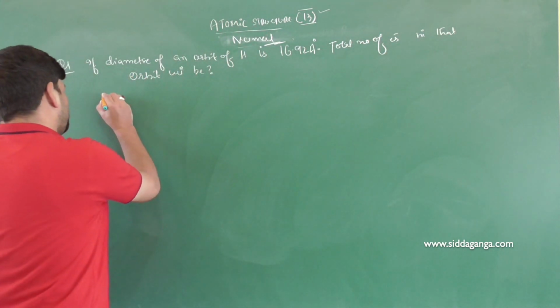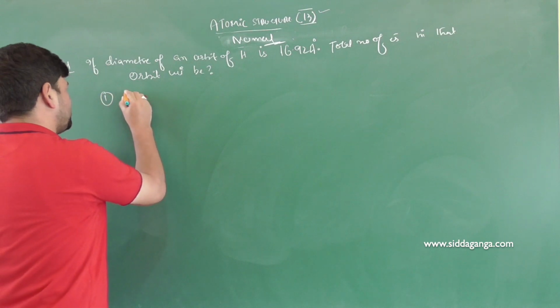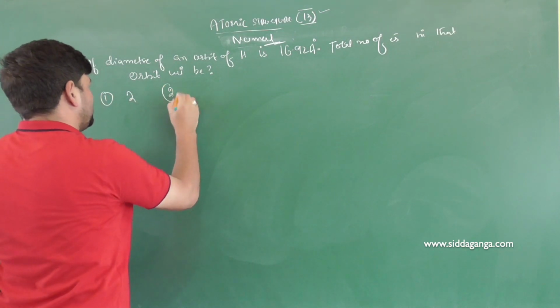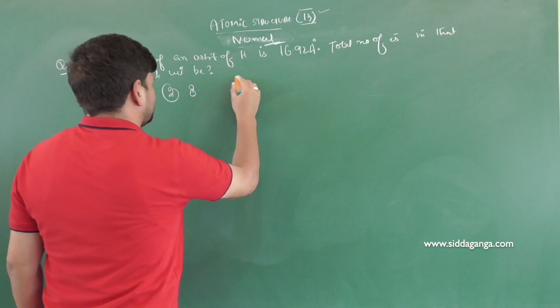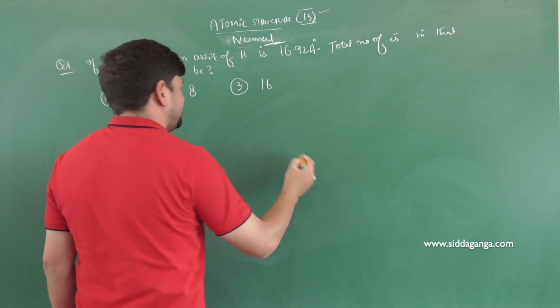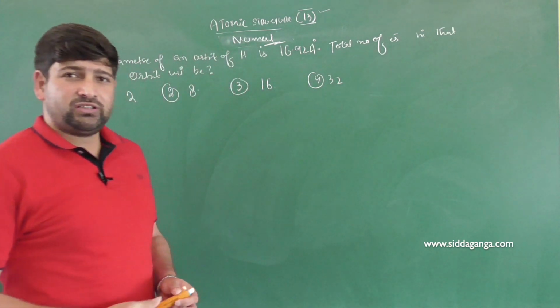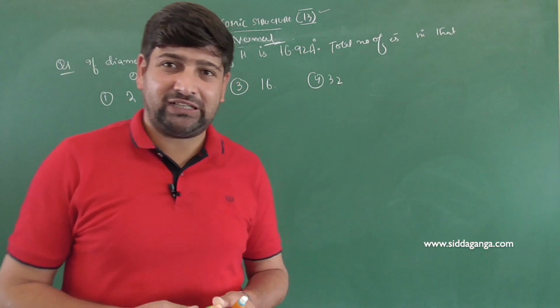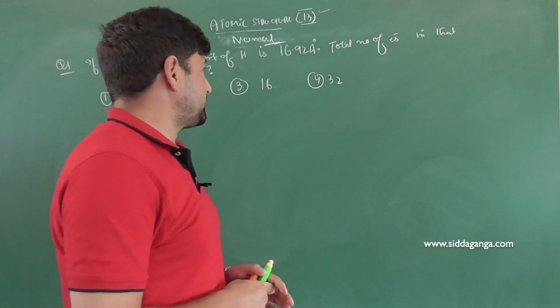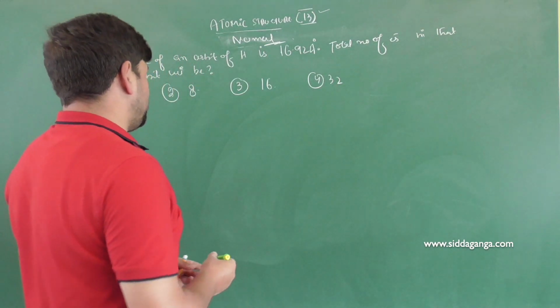will be. Options are 2, 8, 16, 32. Think about this question and try to solve it. I'll take some typical examples and typical questions so that we can get a clearance about this.